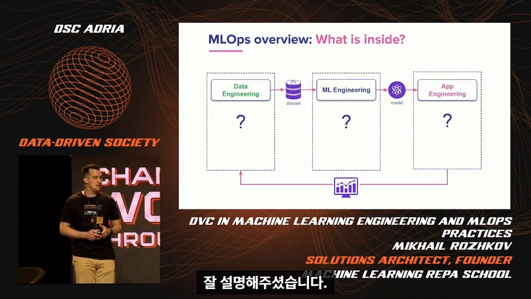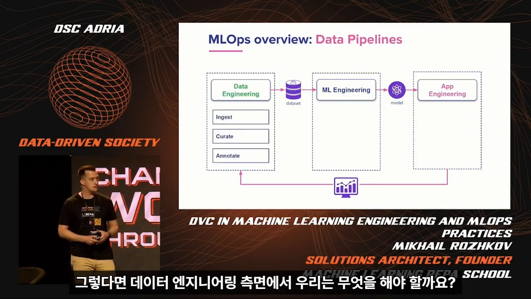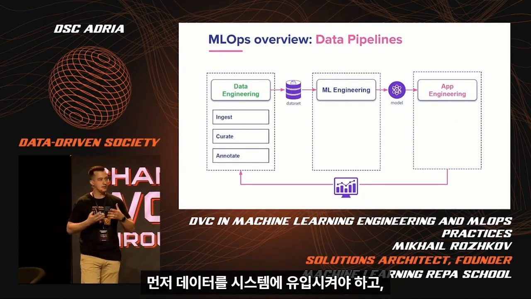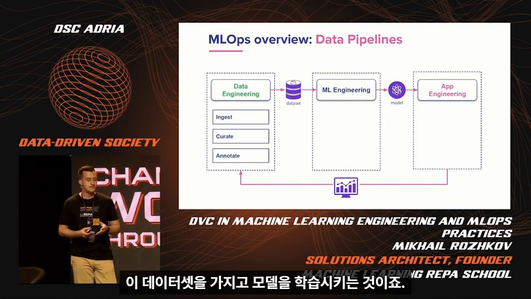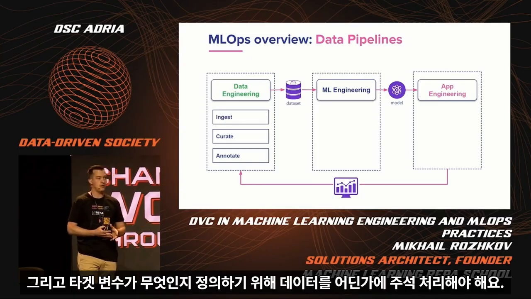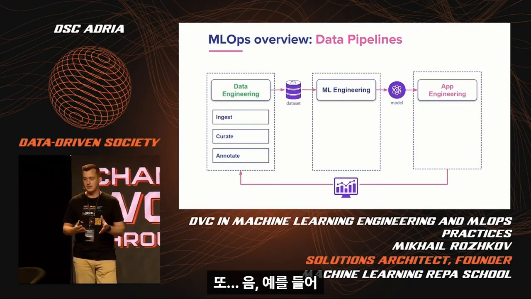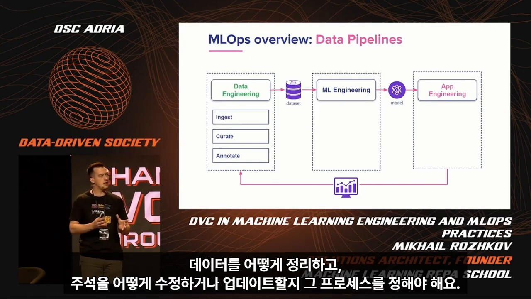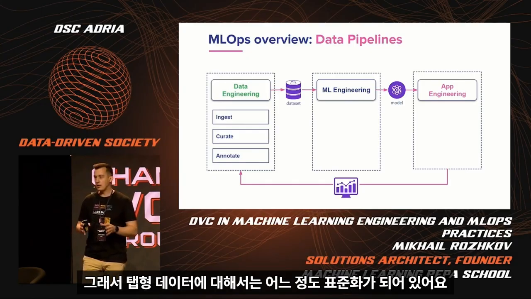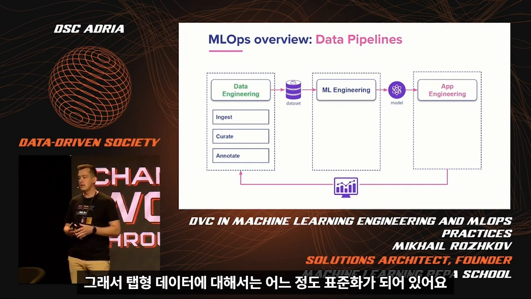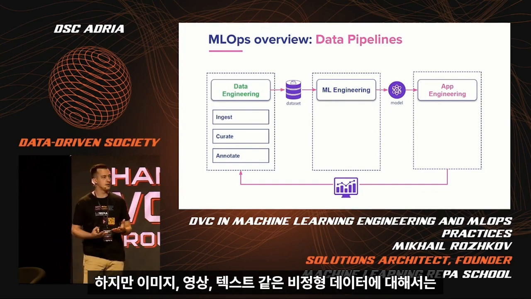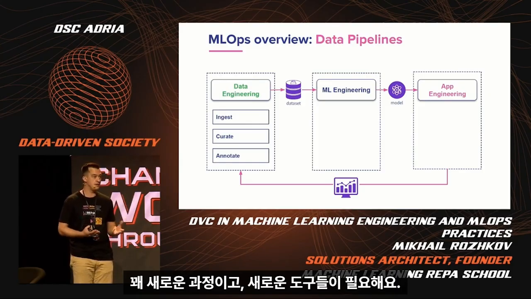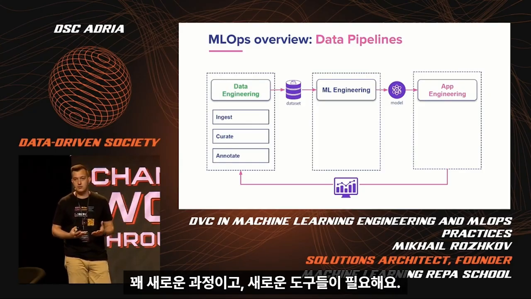Again, the speakers already presented this, so what do we have for data engineering? We need to ingest data into our systems. We need to create data sets that we use to train our models. And we need to annotate them somehow to define what the target variable is, and organize somehow the process of how we update data or fix our annotation. It's more or less standardized for tabular data, but it's quite a new process, and new tools are required for unstructured data like images, videos, and text.